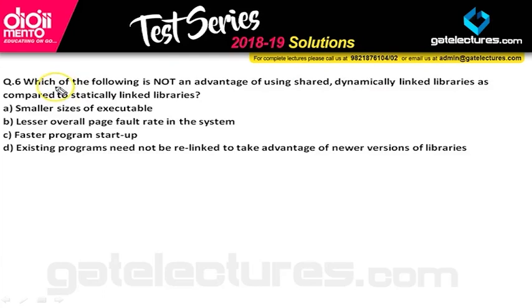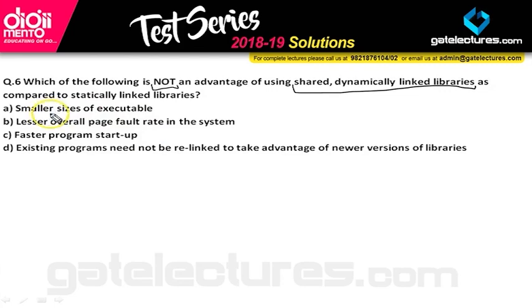So we have our next question, which says which of the following is not an advantage of using shared dynamically linked libraries as compared to statically linked libraries. So in shared dynamically linked libraries, what happens is we link our files during the runtime, not the compilation time. So there are some advantages and disadvantages attached with it. They are talking about not an advantage, so let's read the options one by one.